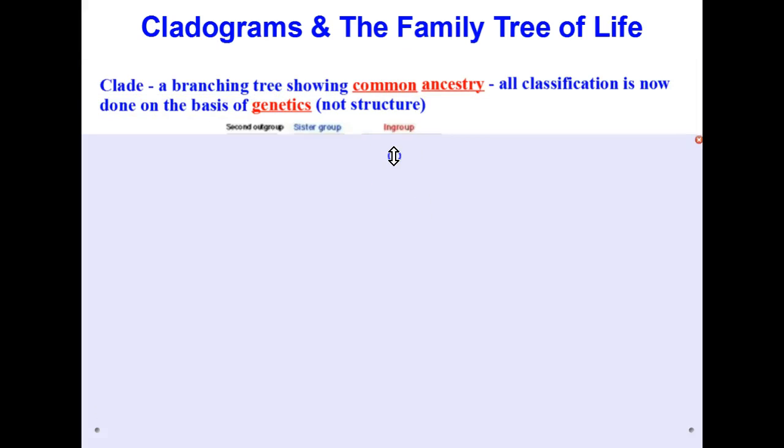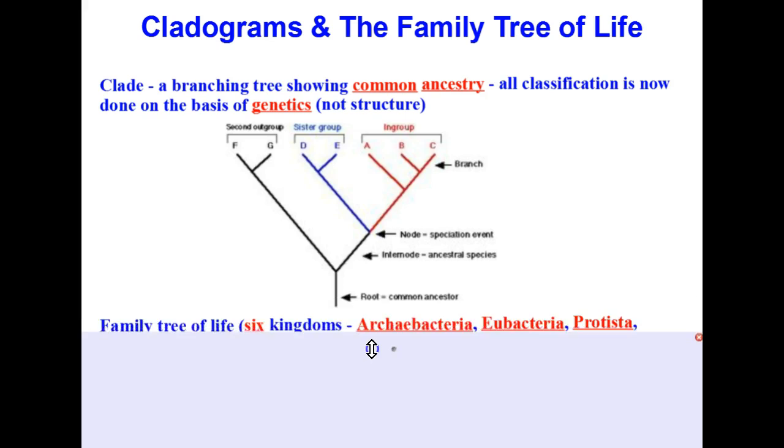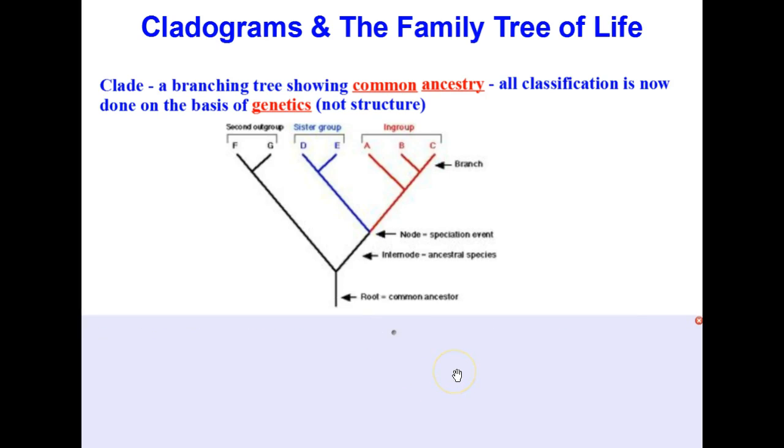A clade is a branching tree showing common ancestry. All classification is now done on the basis of genetics, not structure. So it's based on our study of DNA in these organisms and how they're related to each other. Cladograms are pretty intuitive. We've even seen them a little bit already in here this year.